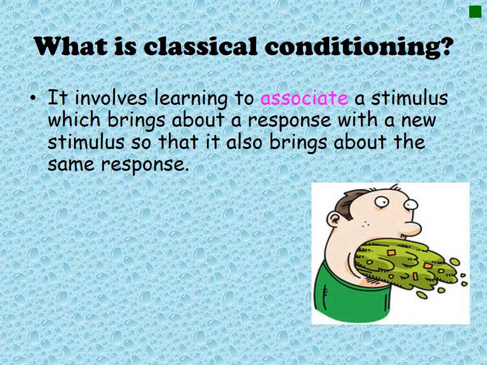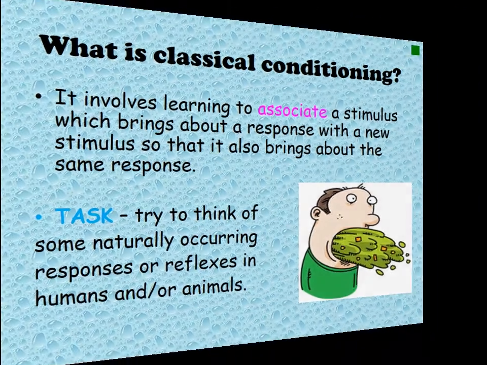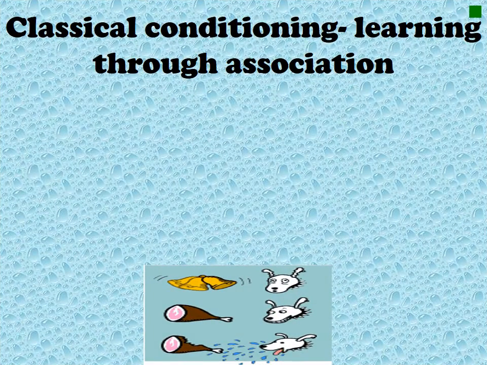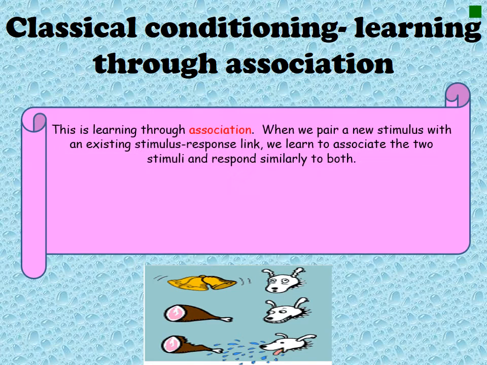So it involves learning to associate a stimulus, which brings about a certain response, with a new stimulus that brings about the same response. This is learning through association. So when we pair a new stimulus with an existing stimulus response link, we learn to associate the two stimuli and respond similarly to both.